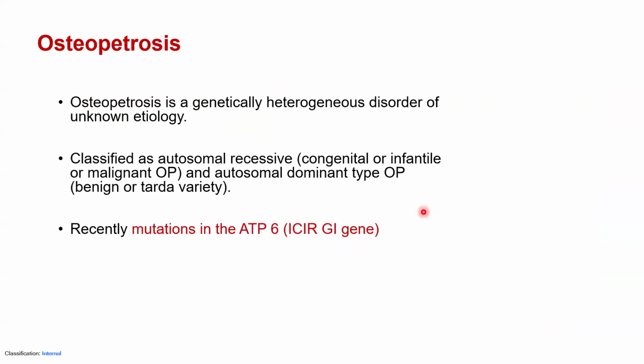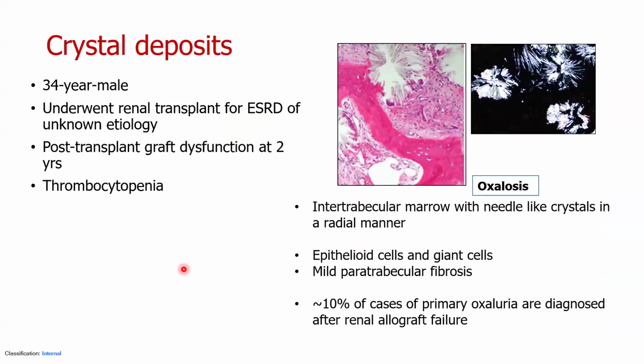Patients present with pallor and hepatosplenomegaly. It is a genetically heterogeneous disorder of unknown etiology, has an autosomal recessive transmission, and mutations in the ATP6 gene have been identified in these cases. We can come across crystal deposits also.